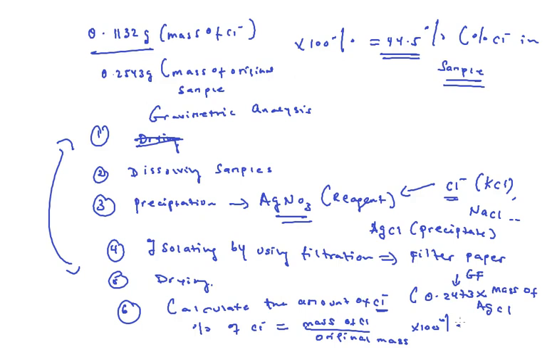Whatever amount you get, multiply that by 0.2473. That number is a constant, called a gravimetric factor. The mass of silver chloride multiplied by 0.2473 provides you the mass of chlorine. You then divide the mass of chlorine by the original sample which you started with, multiply by 100, and it tells you the percentage amount of chloride ion. So this is how gravimetric analysis is done.